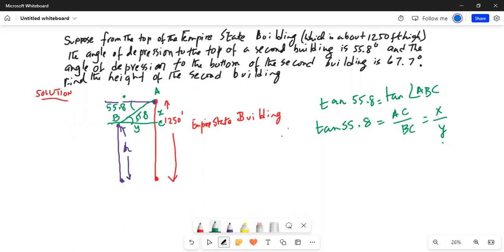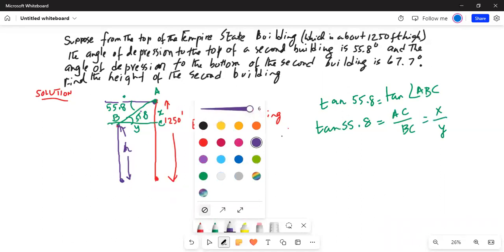The angle of depression to the bottom of the second building. So from here, somebody is looking, and I'll change the color of this. I can bring it back to blue. If somebody looks from here, let me make it a totally different, contrasting color. Something like this.